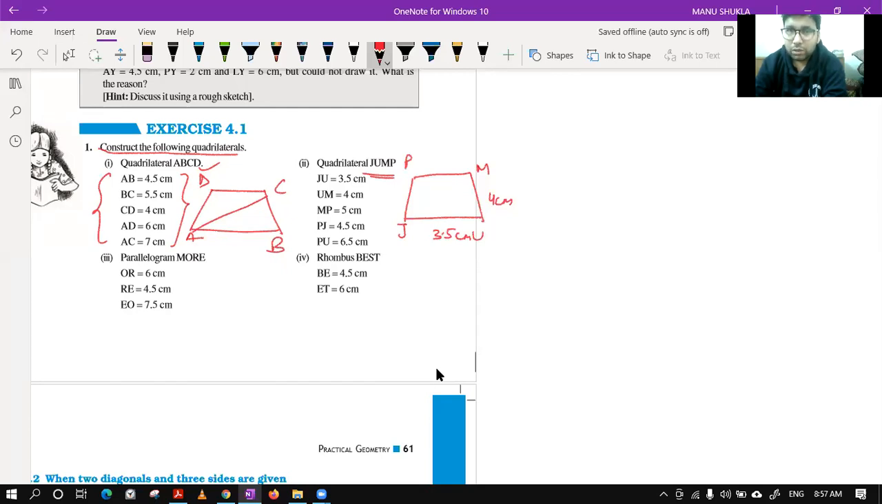Fine. 4 centimeter, 5 centimeter, and this is your 4.5. Then PU is how much? So this time this diagonal is given to you. So that is why it is always important to draw the diagram to get a clear picture. So this PU is given to you as 6.5 centimeter. So again you will draw PU first, then you will find the vertex M, then you will find the vertex J on the lower side, and you will join all of them to get the required quadrilateral. I hope it is clear, class.